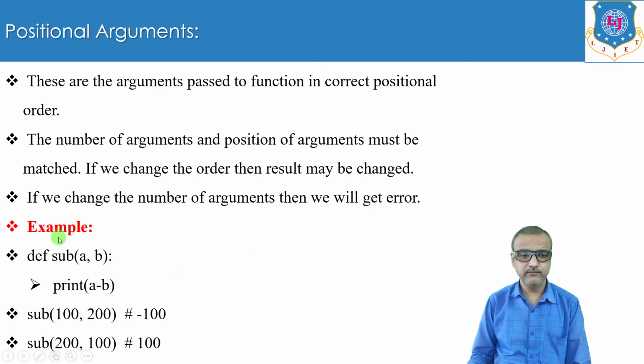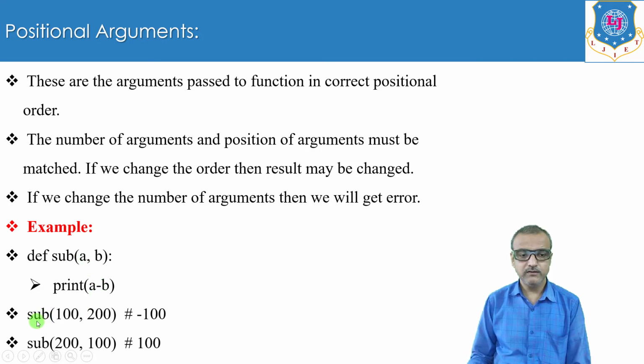See, this is the example, and here we have declared a function using the keyword def. The function name is sub, and the formal parameters are a and b, and in the body of the function we are writing this print statement, that is print(a - b). So what will this function do? It will give us the result of subtraction of a and b. It will subtract b from a.